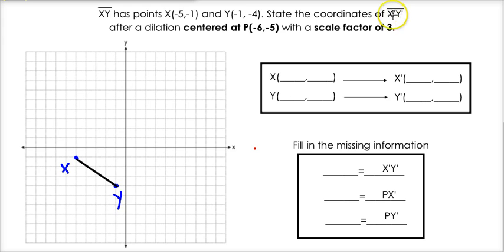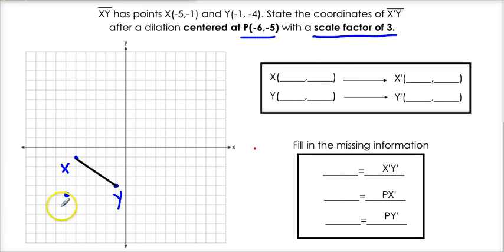Now, we're going to state the coordinates of x prime, y prime after a dilation centered at P, which is at -6, -5, with a scale factor of 3. So our center of dilation is not the origin now, it's changed to -6, -5, which is right here, and has a scale factor of 3, meaning I'm going to count this by 3. Same thing, we're just going to try it all over again, okay? So how do we do it? We just count. But now our scale factor is 3, so we're going to do things 3 times.